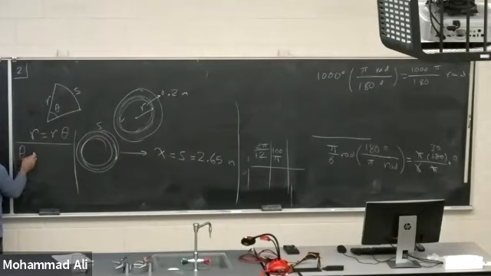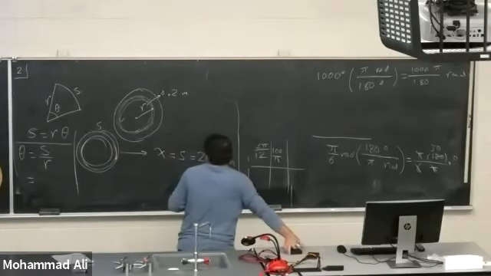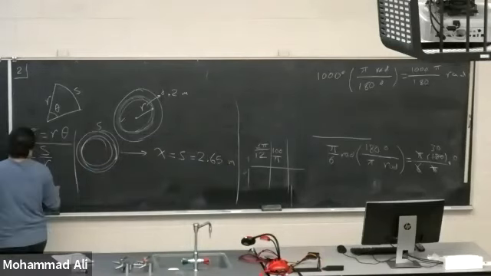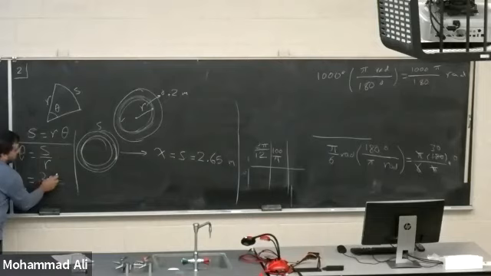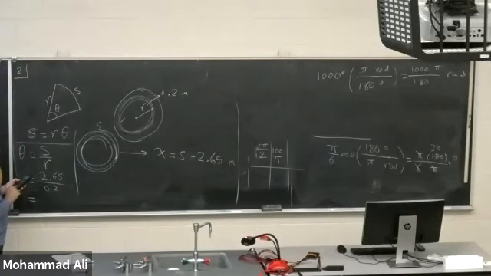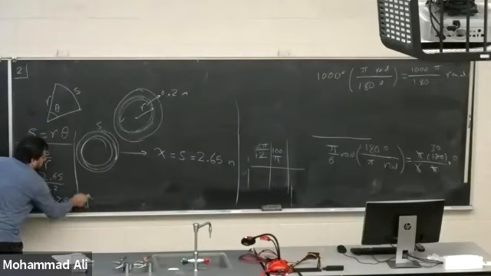So theta is equal to S over R. You can see I consider everything in meters: 2.65 over 0.2. So theta will be equal to 13.25 radians. Simply.